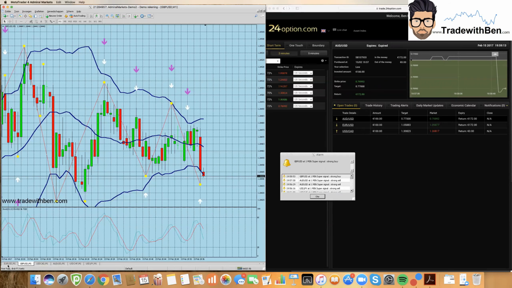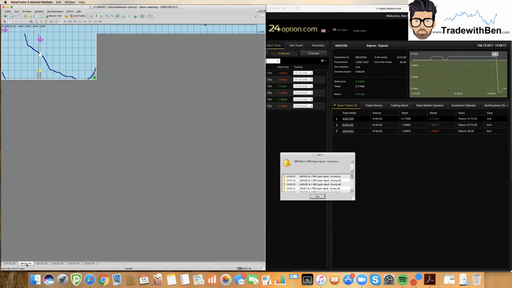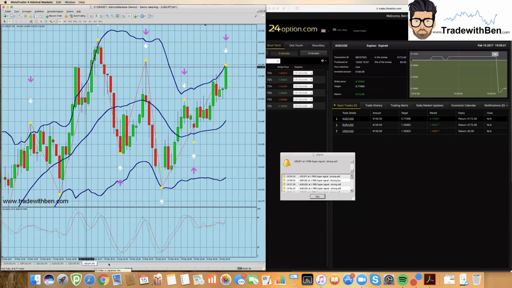Okay, so let's see. Let's look for more good setups. So this is hard. This is an uptrend happening right now. By the way, it's not the perfect pattern, but always look up patterns. You see this? This is a butterfly pattern over here.